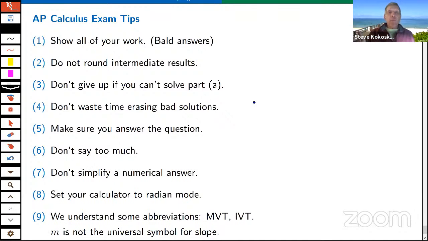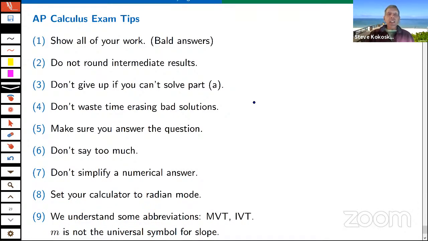If you can't solve part A, don't give up. Try to continue and solve B, C, and D. Don't waste time erasing bad solutions. If you've made an attempt at a problem and you say, wait a minute, I know that's wrong, just cross it out and move on. We won't read crossed out work.